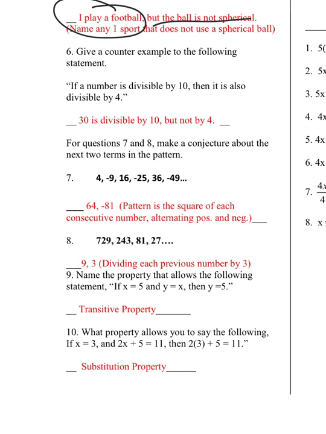Give a counterexample of the following. If a number is divisible by 10, then it is also divisible by 4. Basically, you want a number that will divide evenly by 10. When we say divisible, we mean evenly, with no decimals. And so my example was 30. 30 divided by 10 is 3, but when you divide it by 4, you get 7.5. Any of the numbers 10, 30, the odd multiples of 10 will work. 10, 30, 50, 70, and so on.